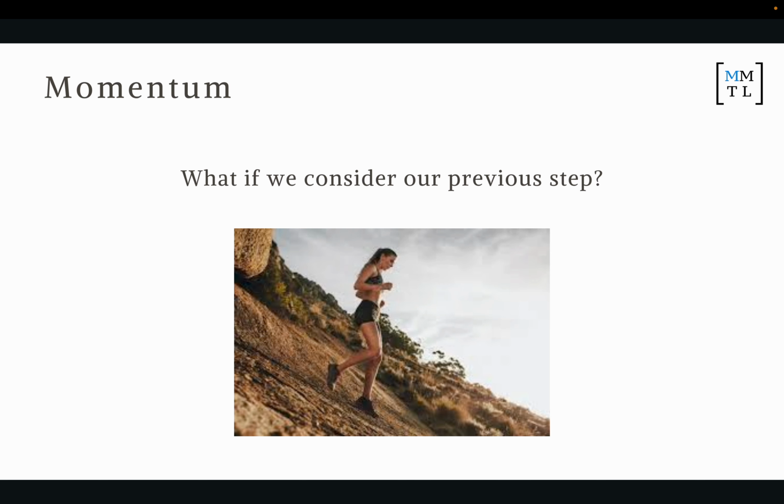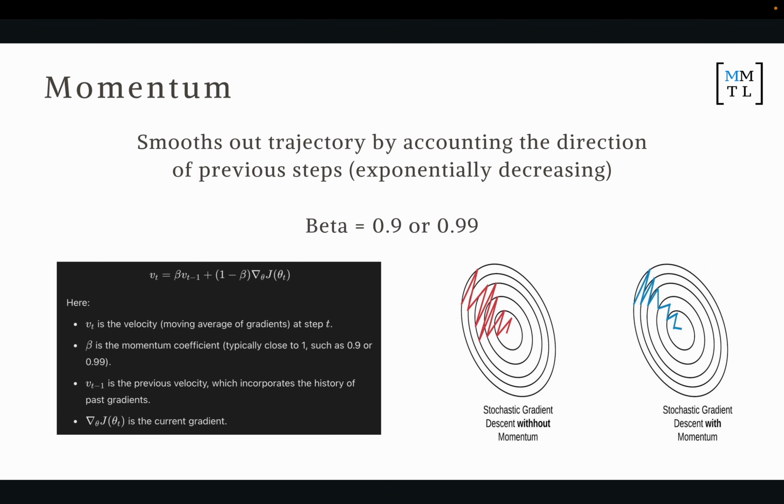Okay, now other ideas that came up, and some of these ideas are really critical to gradient descent. Gradient descent by itself is not actually that great. It's not the most efficient way of doing things. And so I think people with a physics background looked at this and were like, what if we consider our previous step, right? And they called this momentum. Momentum is quite a cool method, and basically it just smooths out the trajectory by counting the direction of our previous steps.